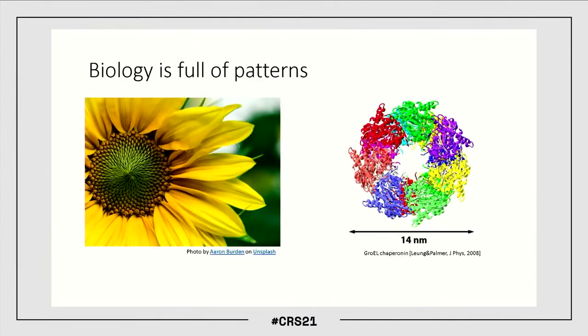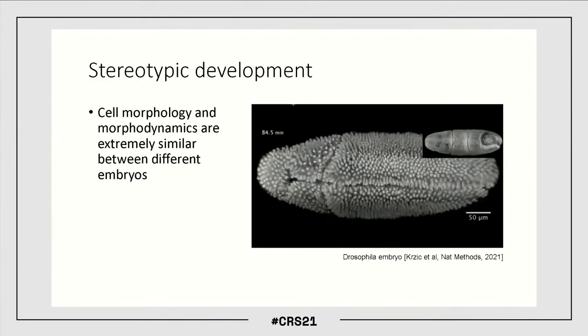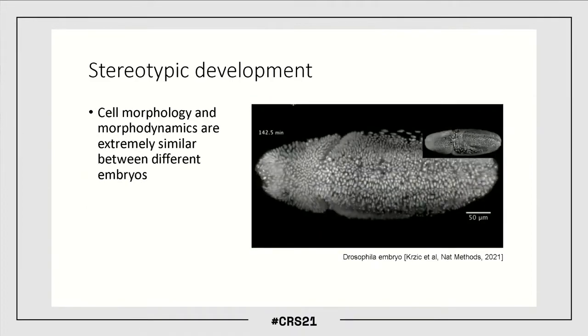I mean, biology is full of different patterns. And we should be able to exploit these patterns to make our segmentations better and not to rely so much on the training data that has to be produced again and again for each new data set that we have to segment. And the particular kind of thing that we wanted to exploit is the concept of stereotypic development.